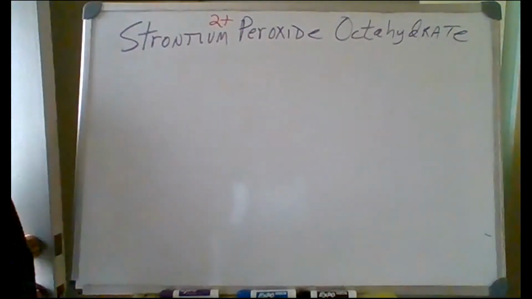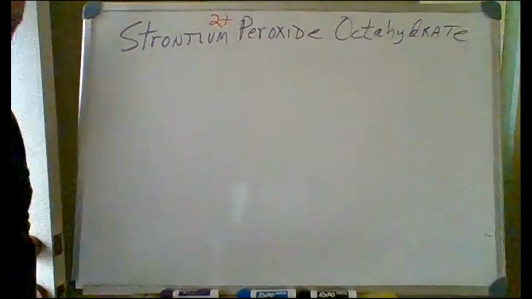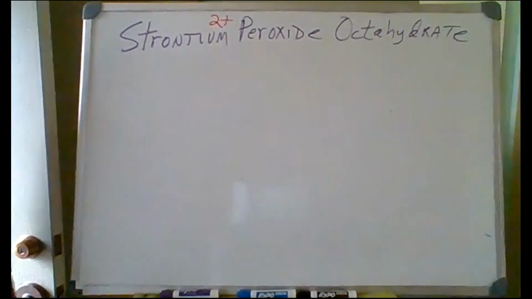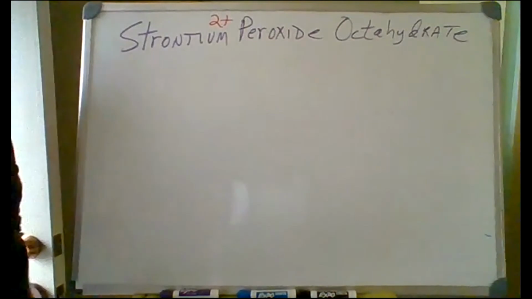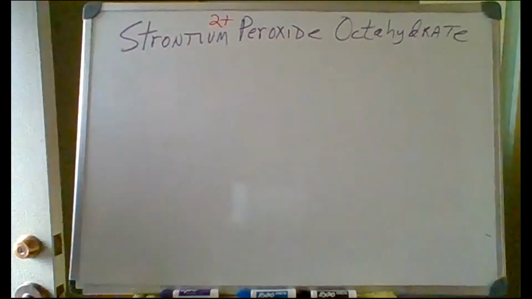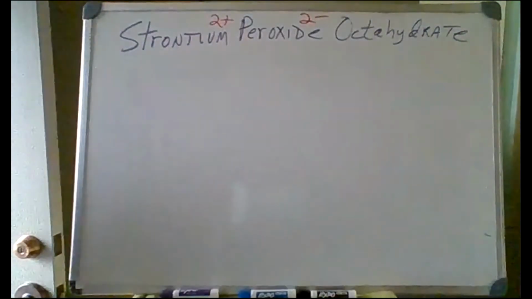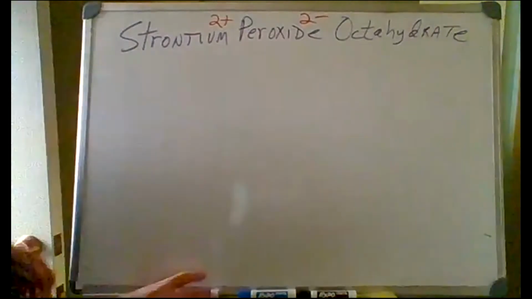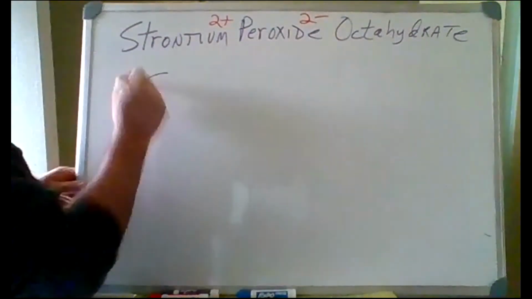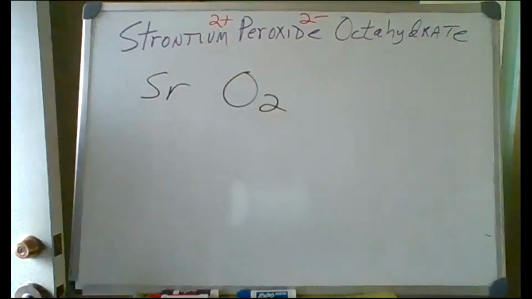So I'm going to look on my polyatomic ion list. And remember, there's 3 of them. The first 3 polyatomic anions on that list that end in ide: peroxide, cyanide, and hydroxide. So I see that the charge on peroxide is -2. Okay, so I'm going to write down the symbol for strontium. I'm going to write down the symbol for peroxide. Remember, that's not 2 oxides, that's 1 peroxide.